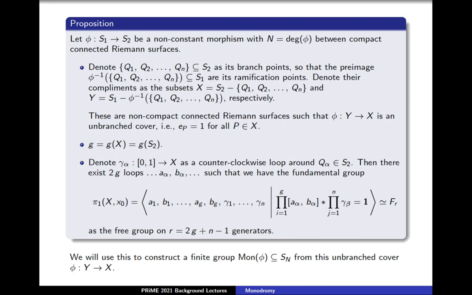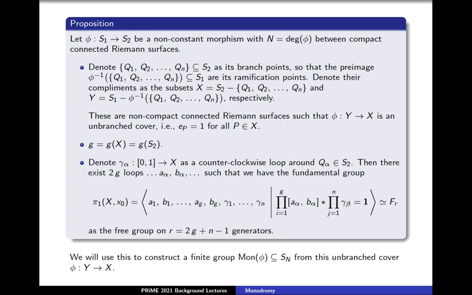Let's denote the complements as the subsets X equals S2 minus the branch points, Q1 through Q little n, and capital Y to be the complement S1 minus phi inverse of Q1 through Q little n. So take the surface S1 and remove the ramification points. Then these are non-compact connected Riemann surfaces such that phi from Y to X is an unbranched cover, i.e. the ramification indices e sub p are 1 for all p in Y.